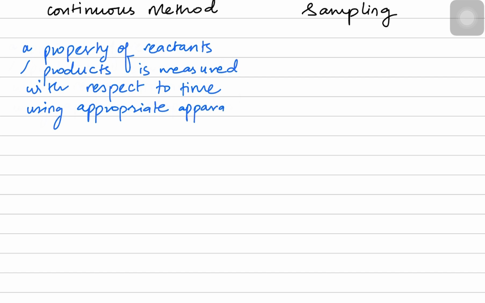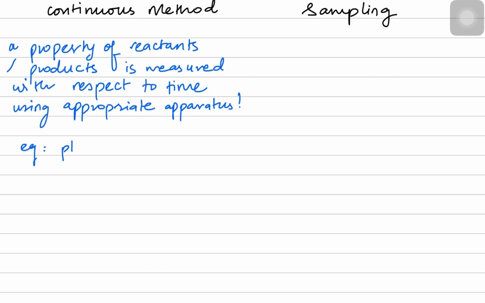What kind of properties are we talking about here? They could be the pH if it's an acid-base reaction, the temperature if it's exothermic or endothermic, the color intensity if some colored product or reactant is involved, or the conductivity if it's an ionic reaction.